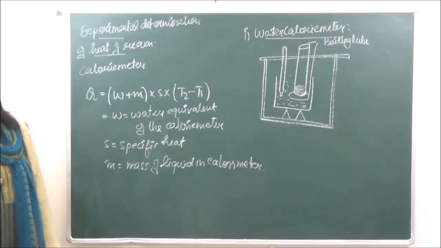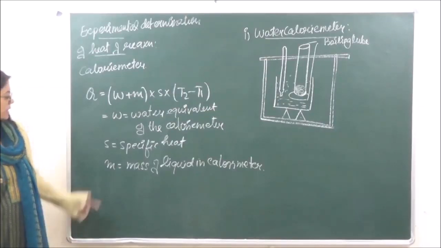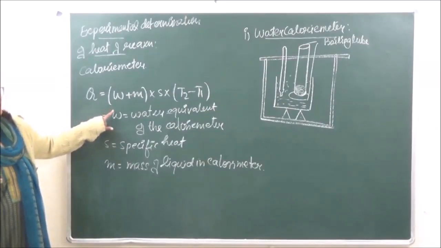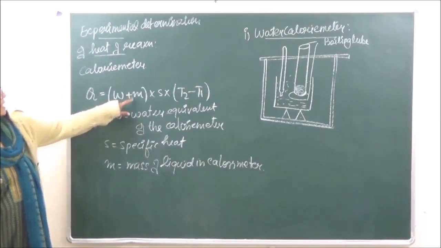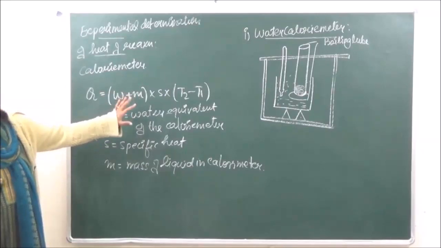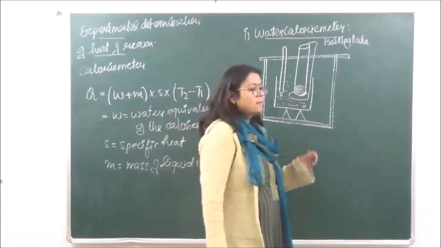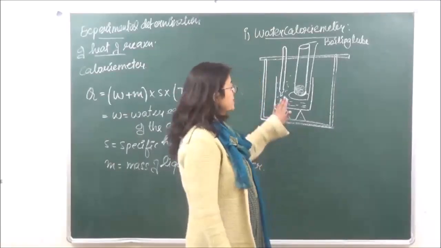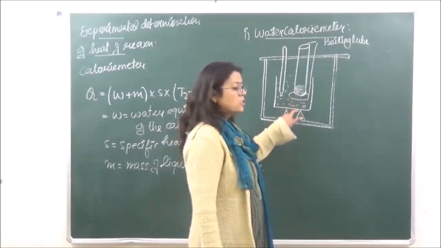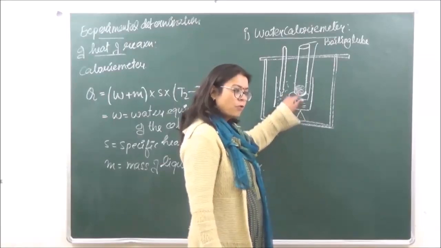Okay? Now the heat evolved may be calculated by the same method which is given over here: Q is equal to (W plus M) into S into (T2 minus T1). Now basically what happens is that this boiling tube is going to be at a higher temperature. When it is placed in water, the water being cold, is going to absorb the heat from it.